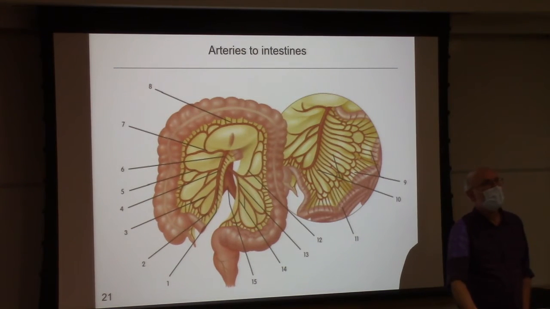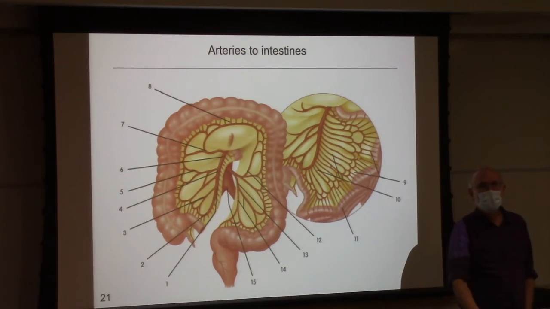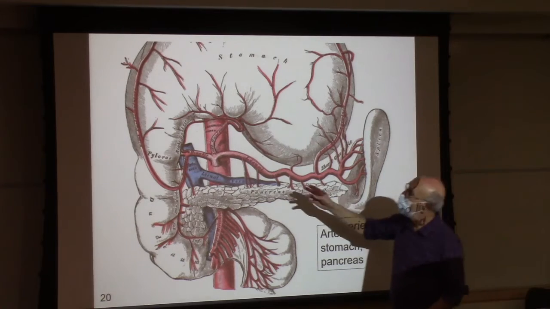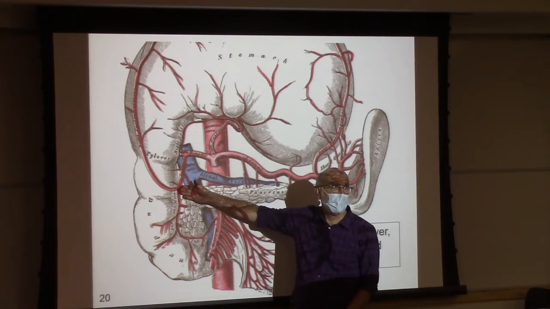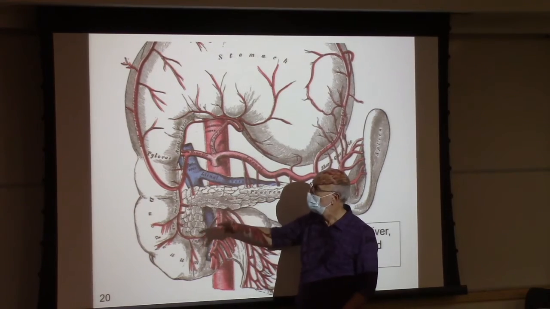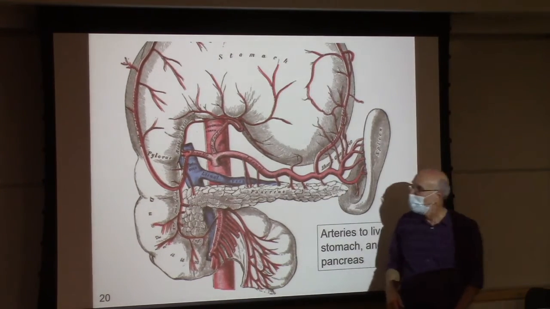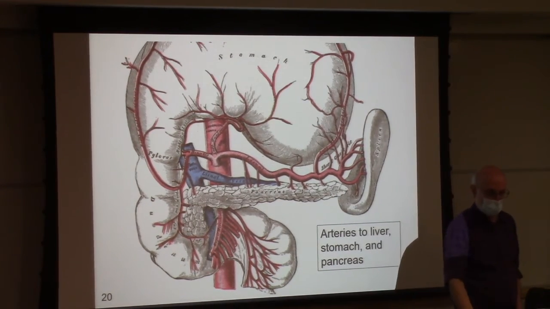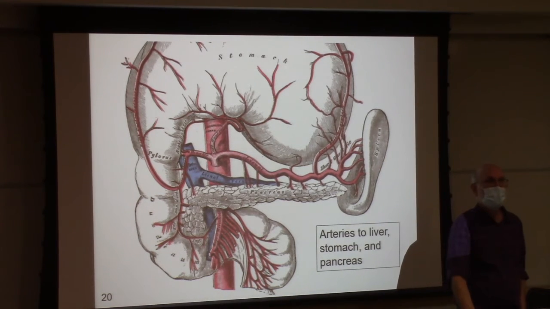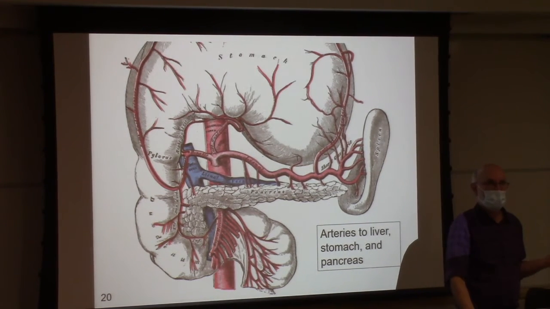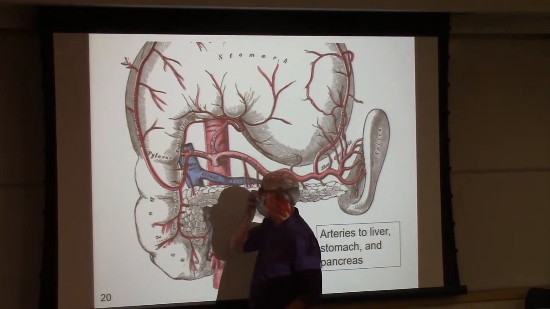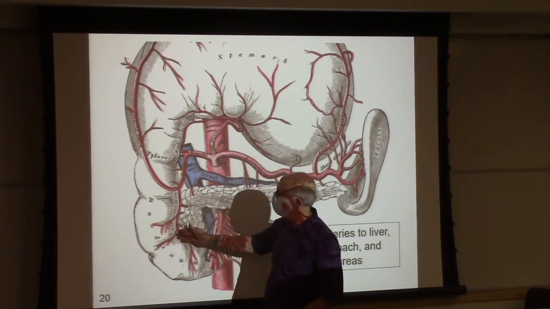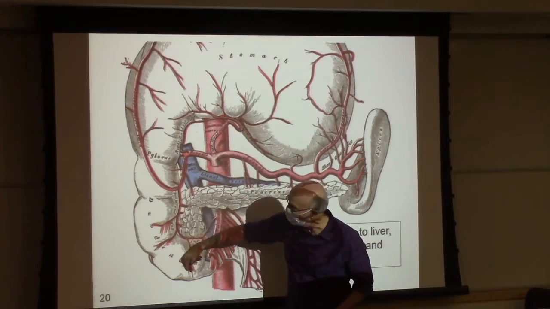Now you may be wondering, well, what about the duodenum? It's got to get blood too. It gets blood from the gastroduodenal artery. The name helps. Gastro means it's giving blood to the stomach, especially the right gastroepiploic, and to the duodenum. Right there, there's the duodenum.